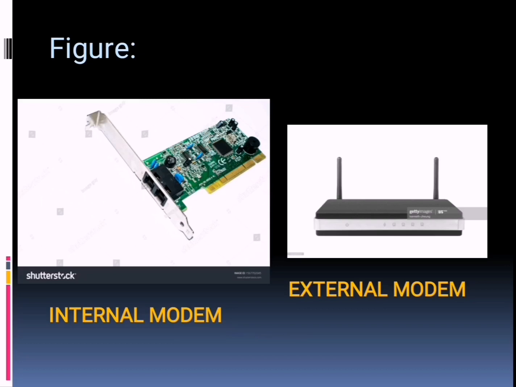Normally this modem will have a maximum speed of 56 kbps. If your signal quality is not good, it will not be able to work at its maximum speed, meaning it will work at a low speed. So that is your external modem.